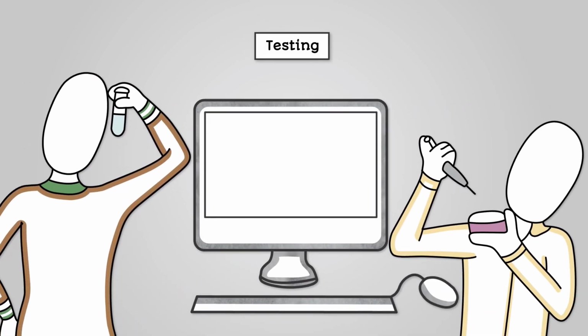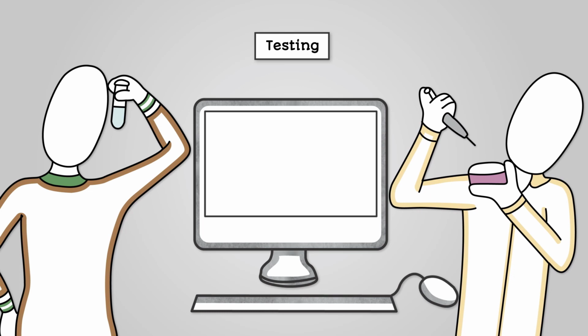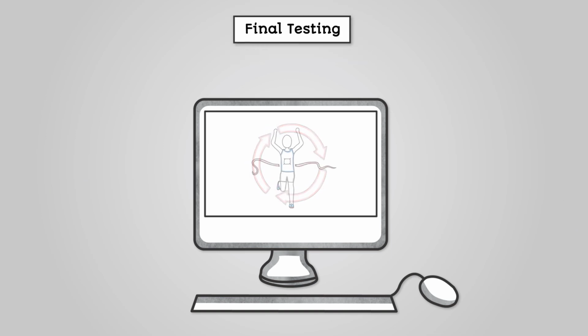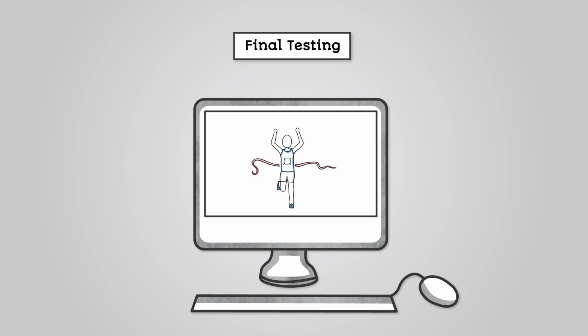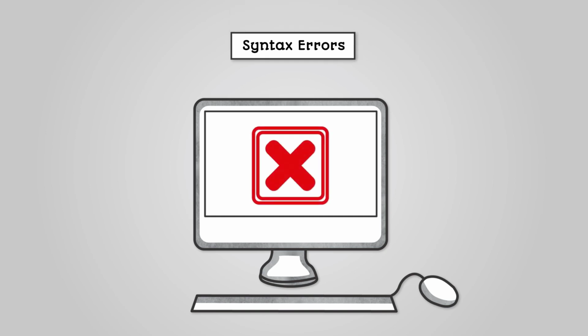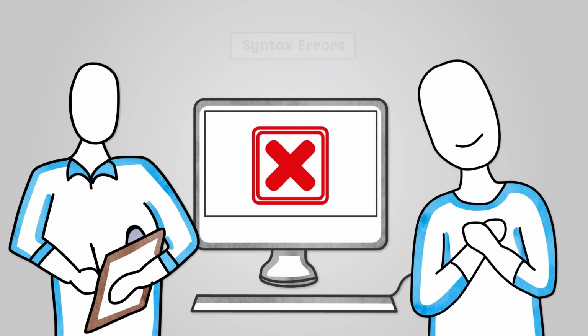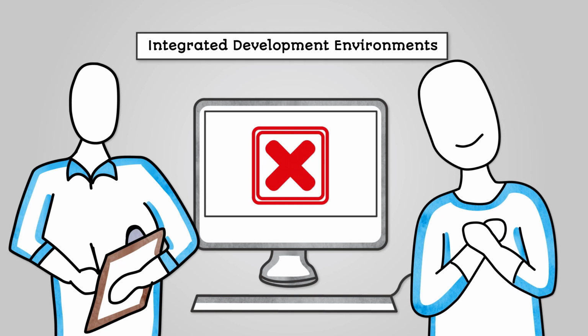So, testing is where you select data to make sure that your program works as expected. Iterative testing is where you test your program as you go. Final testing is where you test your program at the end. Syntax errors are when you make mistakes in the programming language. This could be spelling errors or missing keywords or not using colons, brackets, or indents. Syntax errors usually mean the program will fail to compile. Syntax errors are very easy to spot as the IDE will usually help you to spot them.